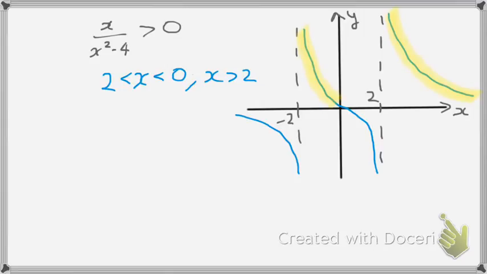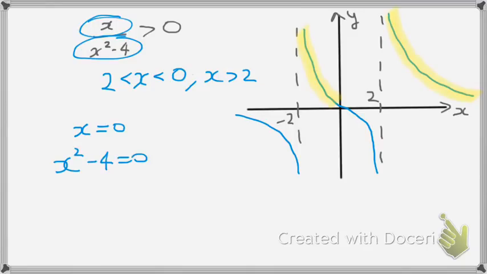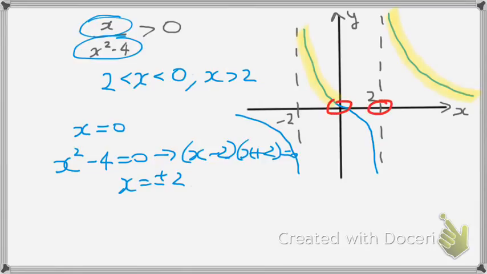So here's what you do every time. The first thing you do is you say, when is the top 0? So the top in this case is x, I'm just looking at that. So x is 0, okay. So that's something I'm going to remember. And then you say, when is the denominator 0? Okay, x squared minus 4 is 0. So x minus 2 times x plus 2 equals 0. So x is plus or minus 2. The reason we do that when we look back at the graph is because those are the points when the curve switches between positive and negative. We don't know which way yet, but that's when it switches.